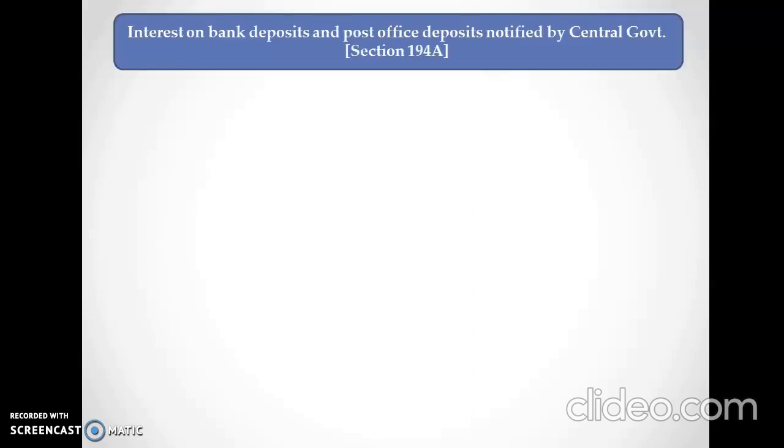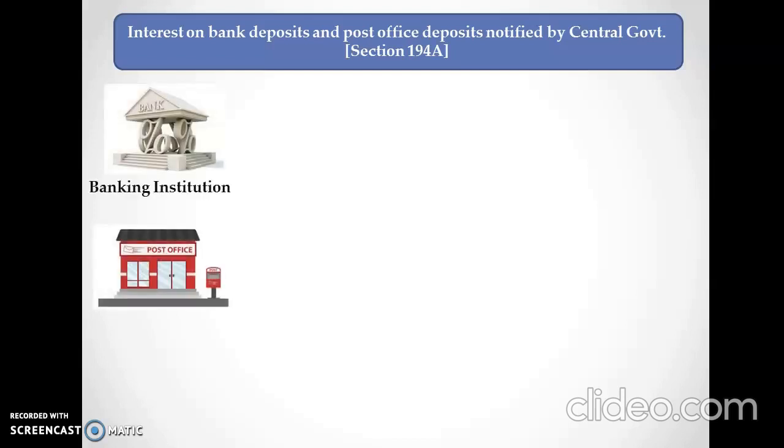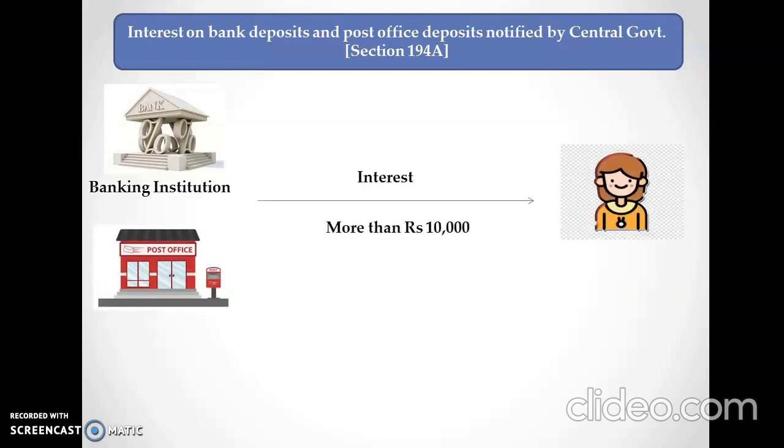Next type of income is interest on bank deposit or post office deposit notified by the central government, covered under section 194A. So any bank or any post office which gives interest to any person and the amount is more than 10,000, TDS shall be deducted.